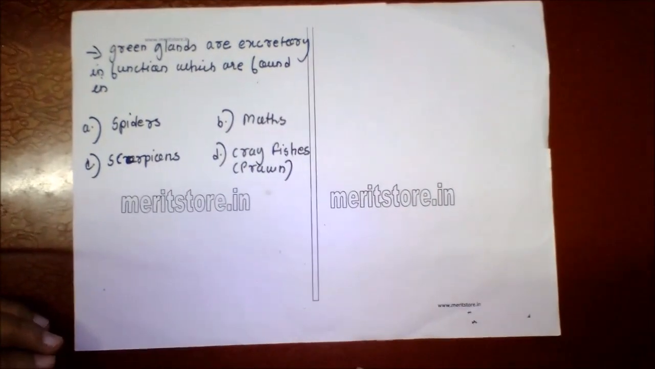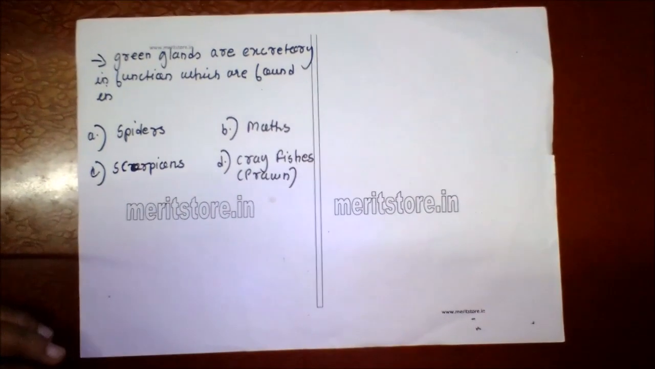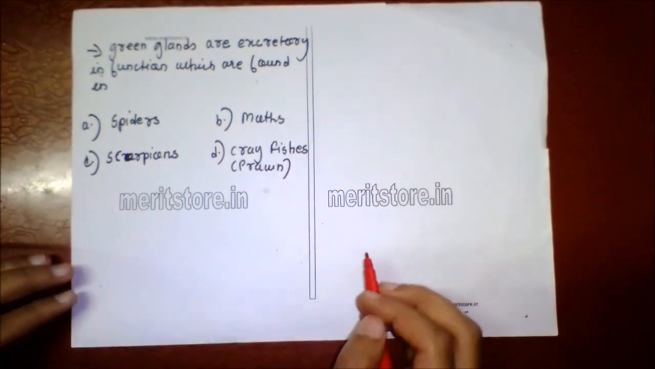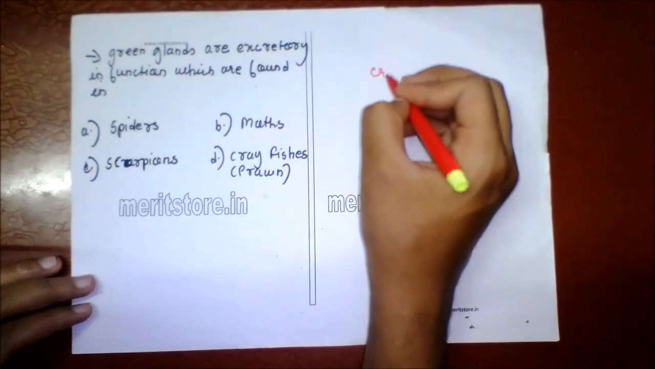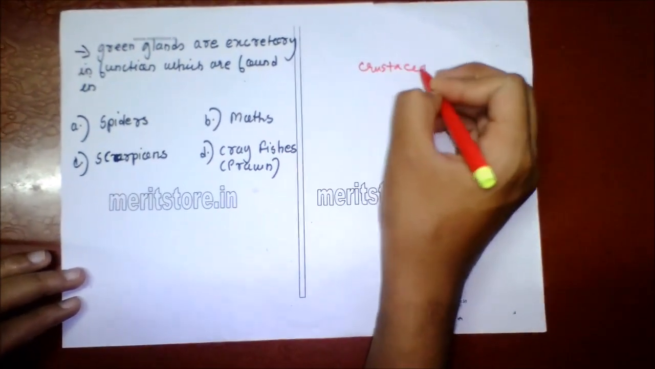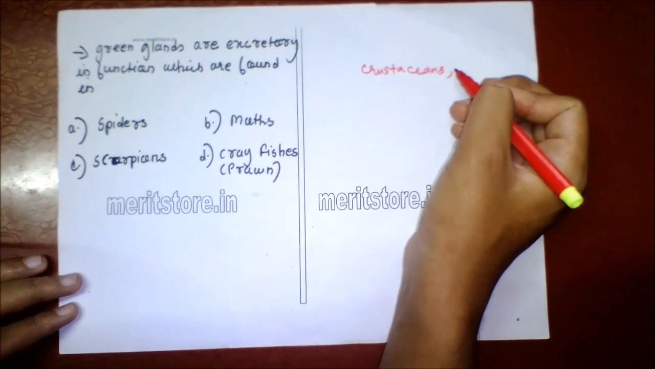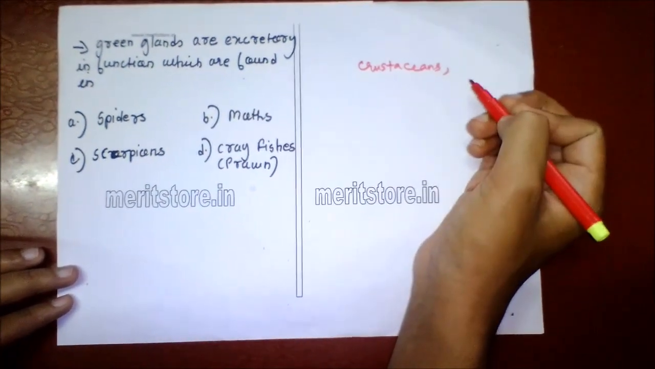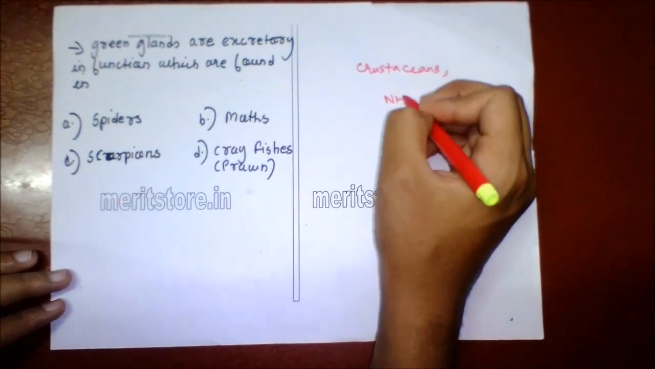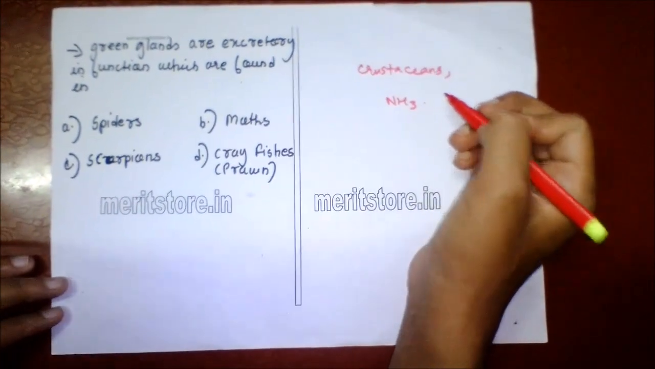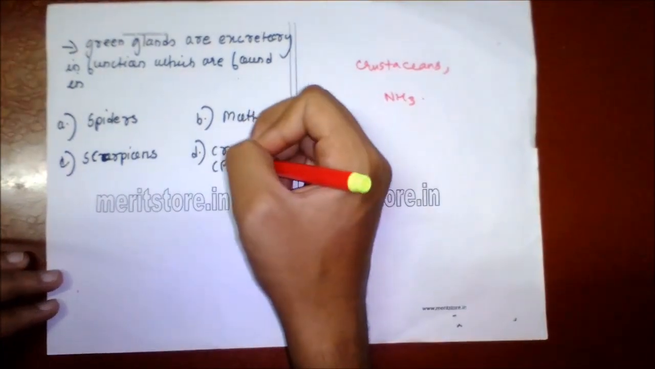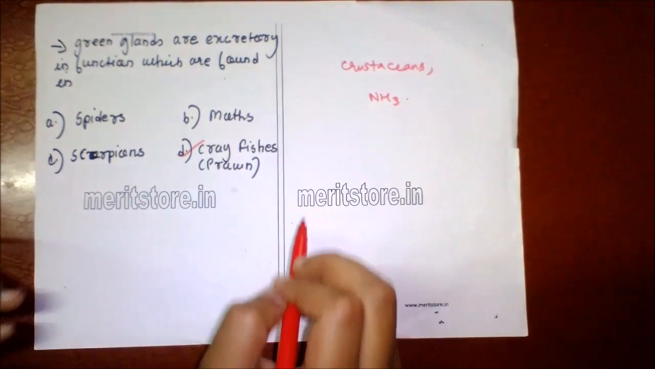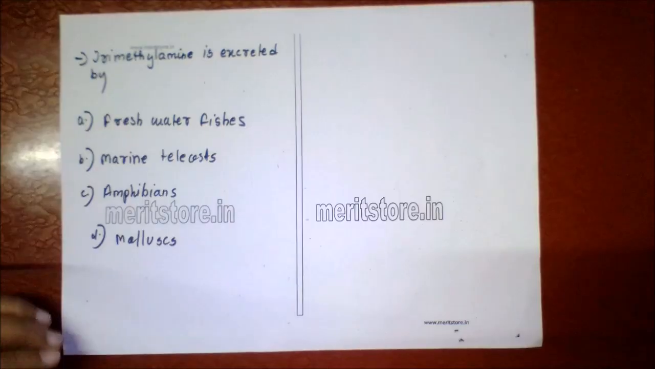Green glands are excretory in function, which are found in A. spiders, B. moths, C. scorpions, D. crayfish, that is prawns. So in crustaceans, antennary glands, also known as green glands, are the chief excretory organ which eliminates ammonia from the animal body. So option D, crustaceans, which includes prawns and crayfishes, is the correct answer.